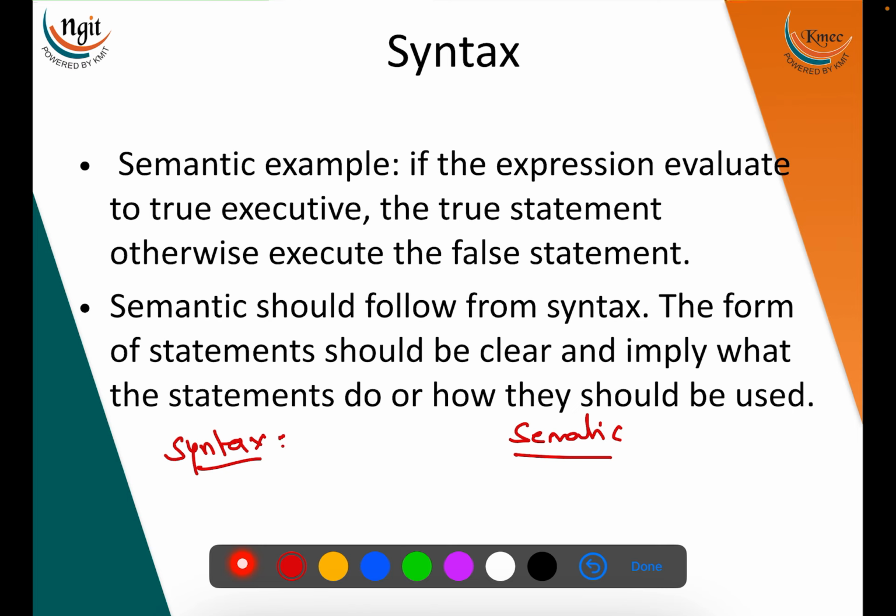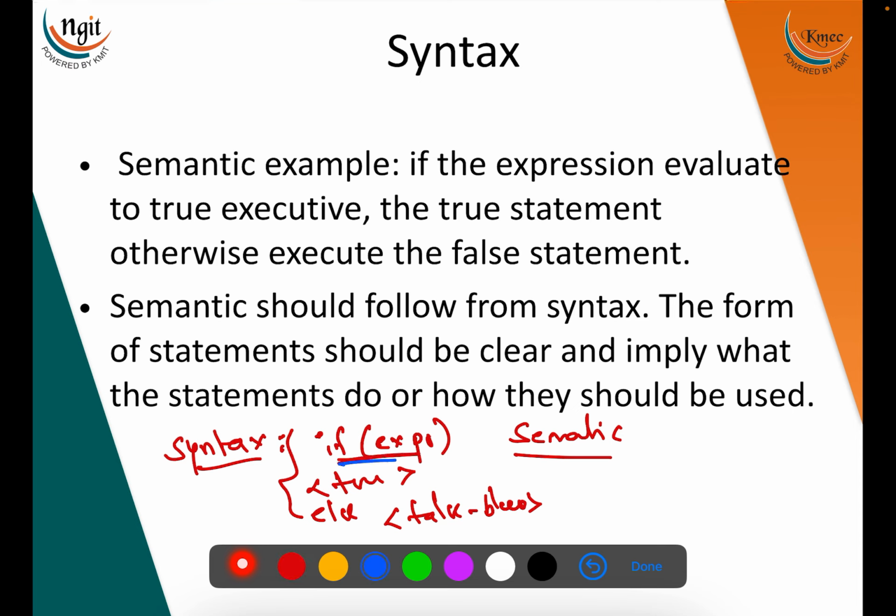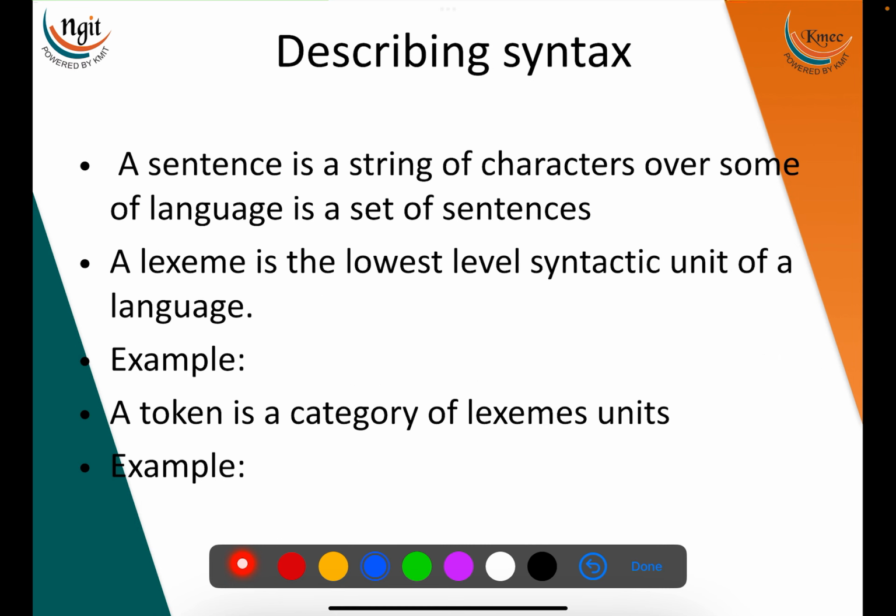Let's take a simple C if statement as an example. How is an if statement written in C programming? If expression, true block, else false block, correct? This is what we used to write, and this is the structure that has to be followed. Now what is the semantics here? If the expression is evaluated as true, then the true block will get executed. Otherwise, if the expression fails, then the false block is executed. So syntax is this structure, and semantics is the way of execution, or the meaning of the statement we are writing.